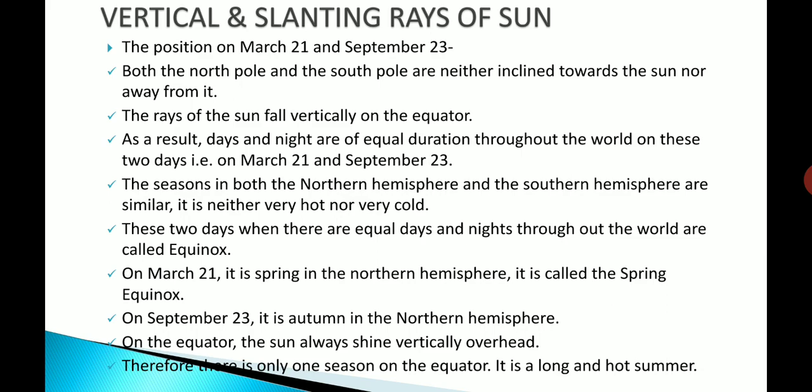If we talk about any day, what is the condition of sun rays on the equator? On any day of the year, sun rays fall vertically on the equator. Therefore, throughout the year there is only one season on the equator, that is a too hot and long summer. Okay, let's move forward.